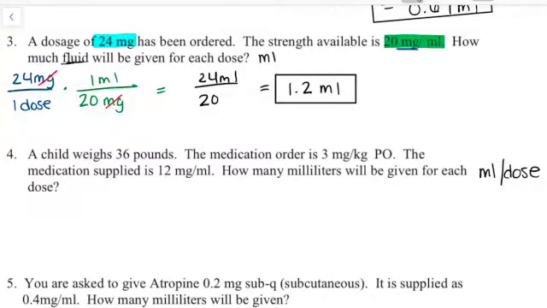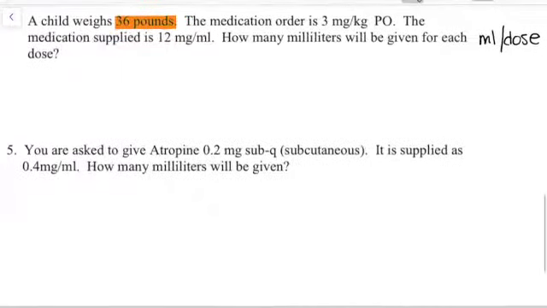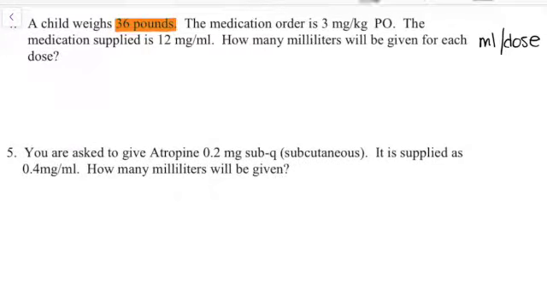A child weighs 36 pounds. The medication order is 3 milligrams per kilogram PO. So it's going to be a tablet. The medication supplied is 12 milligrams per ml. Actually, it's not a tablet, it's liquid. How many milliliters will be given for each medication dose? So our final answer needs to be in mLs per dose. Child weighs 36 pounds.